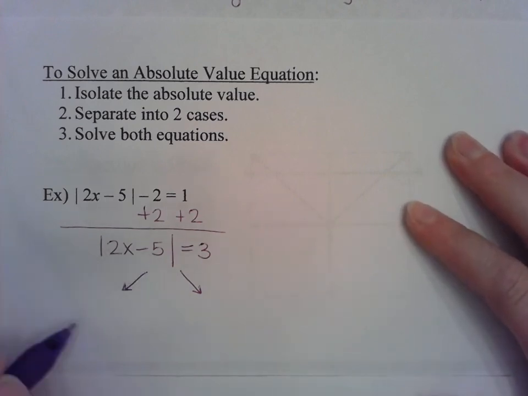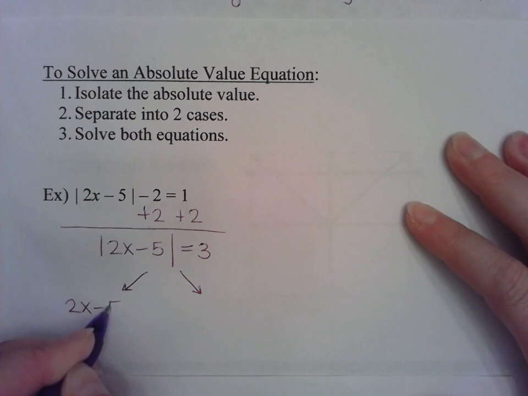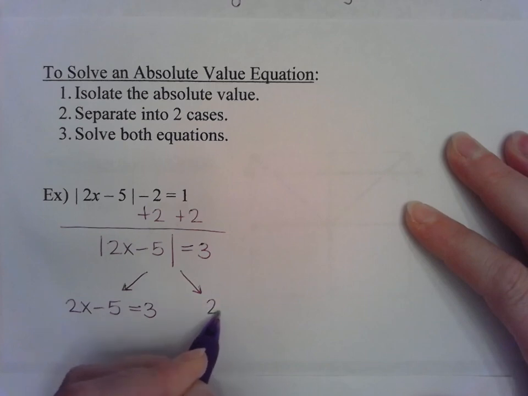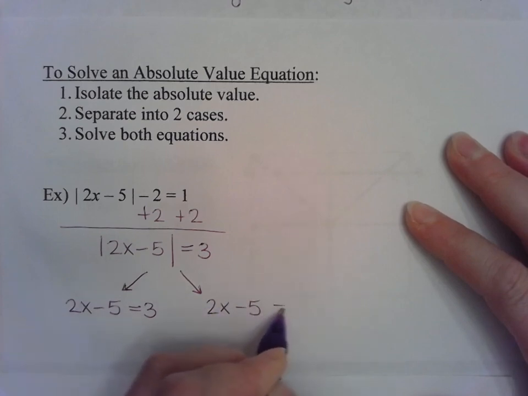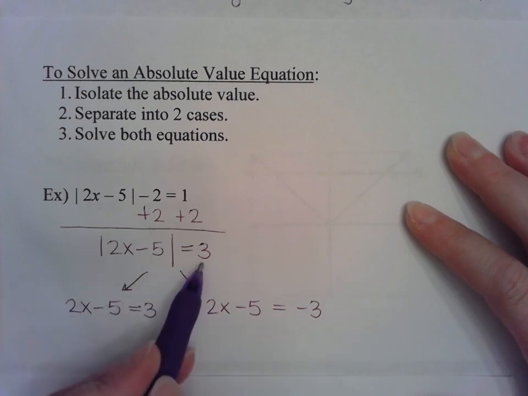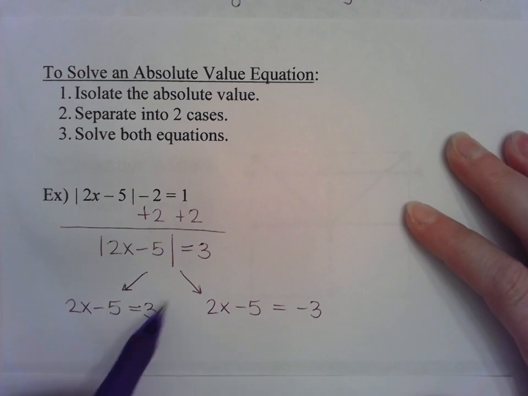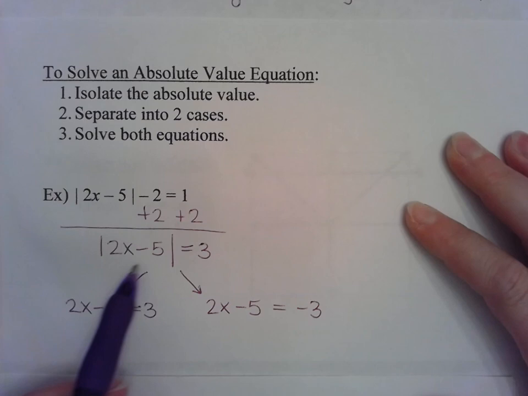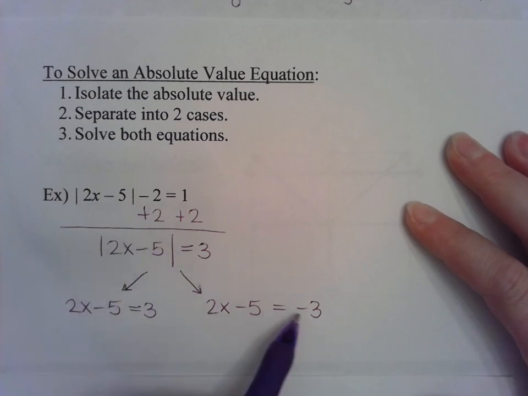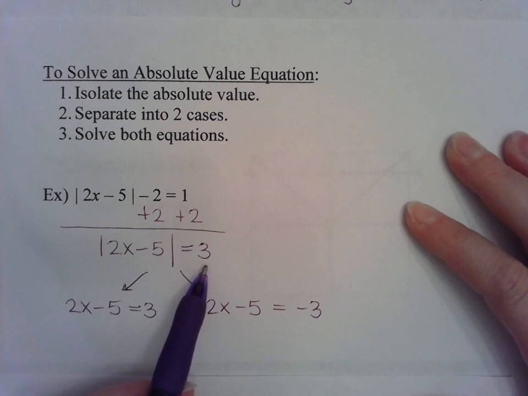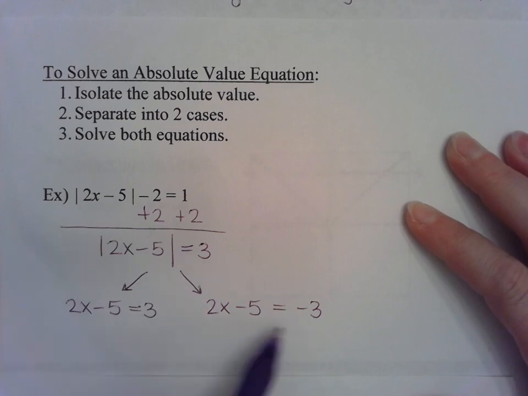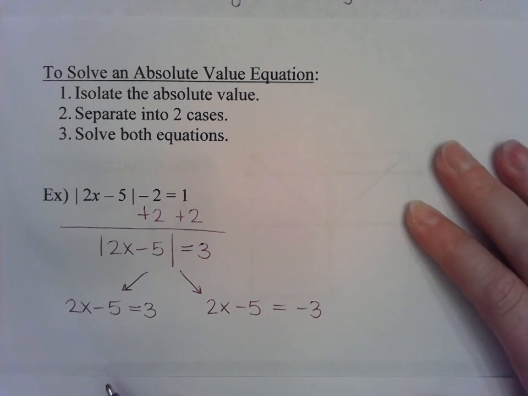One where I take the absolute value bars off, and the second where I take the absolute value bars off and I set it equal to the opposite of this number on the right. Because in order to take the absolute value and get 3, this stuff inside could be equal to positive 3, because the absolute value of 3 is 3. Or this stuff inside could be equal to -3, because when I take the absolute value of -3, I also get 3. We're using these two cases to represent those two possibilities.